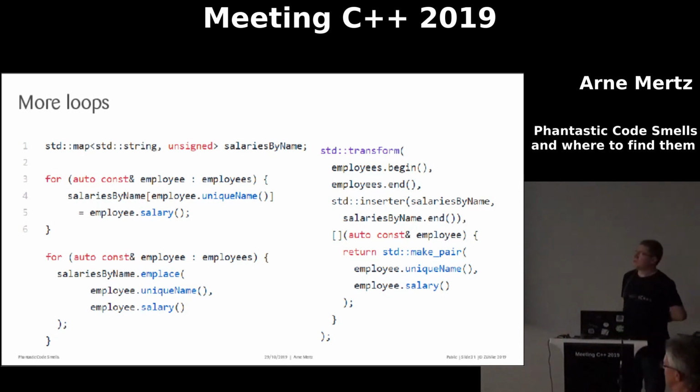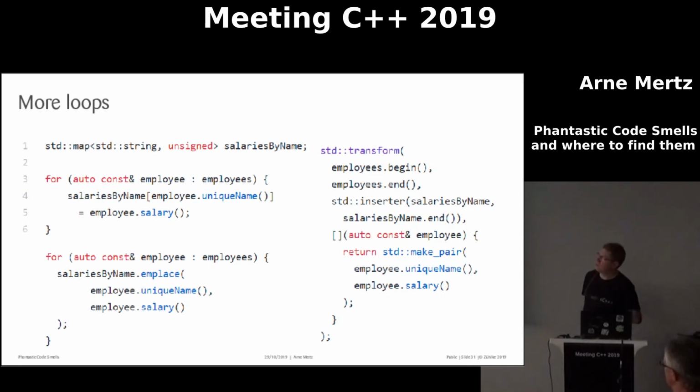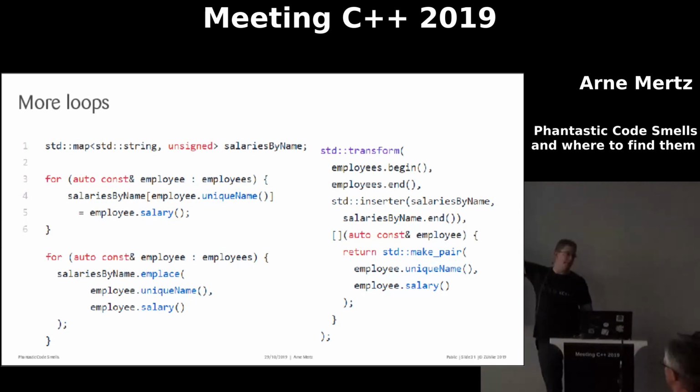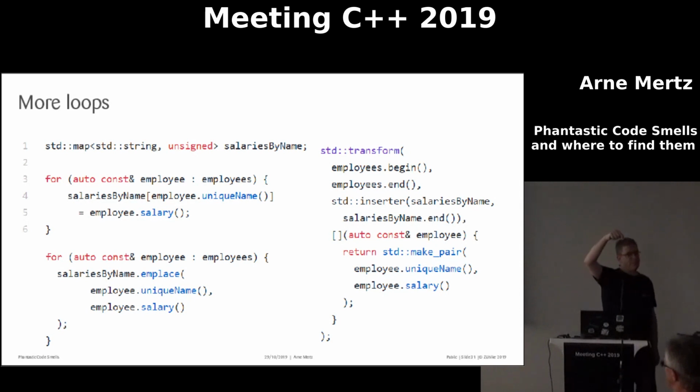This is not only worse in readability. If you do benchmarks, it's also slightly less performant, mostly because of this iterator. Because most of the time, if you have an unsorted list of employees, this iterator will point in completely the wrong direction, and just doing the emplace and starting at the head of the tree that is in the map is the better performing operation.